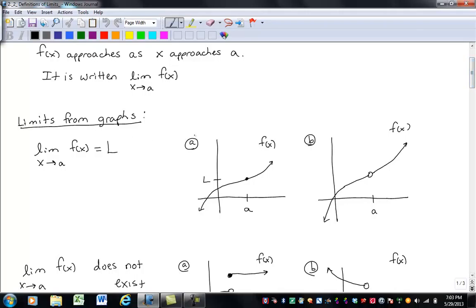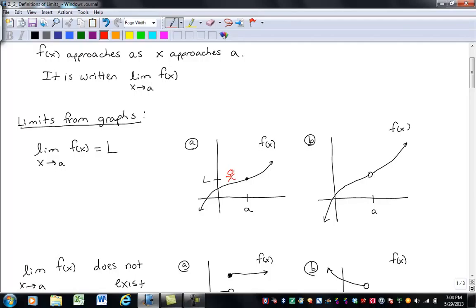So if we look at graph A here, it is a graph of a function where the limit as x approaches a of f of x is L. A and B both have this property. The way to show that is to imagine yourself walking on the graph. So first I'm going to stand on the left-hand side of A. In a moment we're going to hear that standing on the left side is called the left-hand limit, because you're looking from the left.